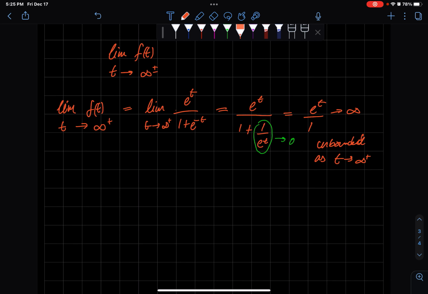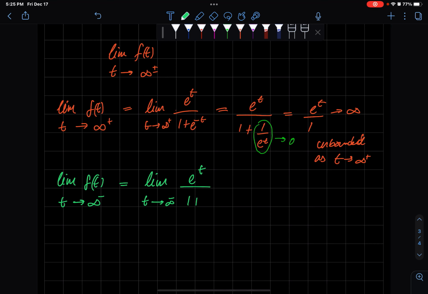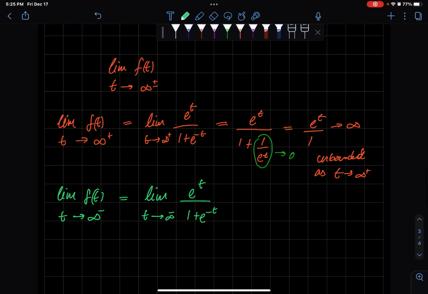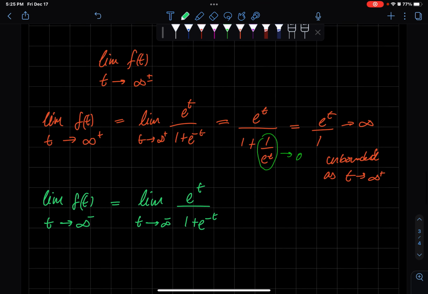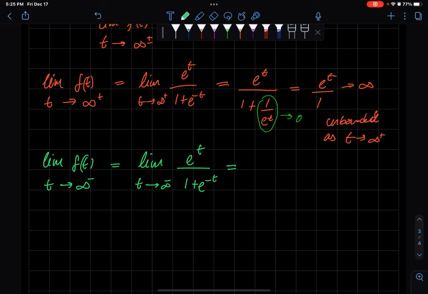Okay, so now we're going to look at the limit of f of t as t approaches negative infinity. So the limit as t approaches negative infinity of e to the t over 1 plus e to the minus t. Now we're going to do the same thing here. So we're going to rewrite this as e to the t over 1 plus 1 over e to the t.